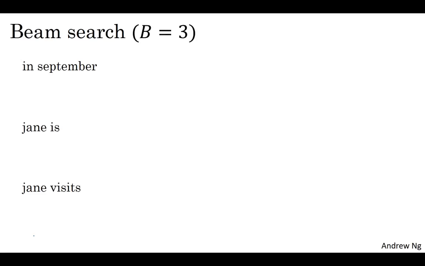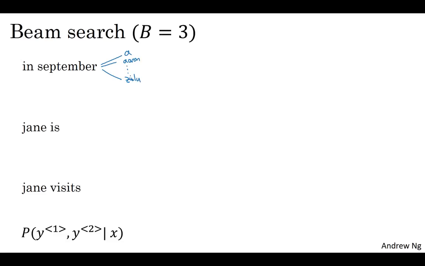So we said that the most likely choices for the first 2 words were in September, Jane is, and Jane visits. And for each of these pairs of words, we should have saved away in computer memory the probability of Y1 and Y2 given the input X, given the French sentence X. So similar to before, we now want to consider what is the third word. So is it in September A, in September Aaron, all the way down to in September Zulu.